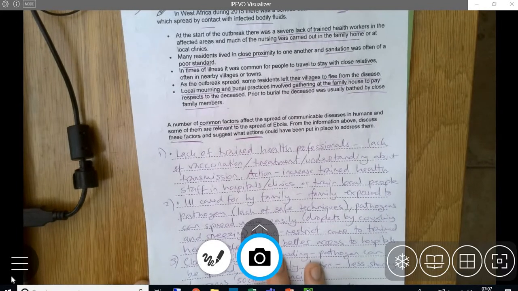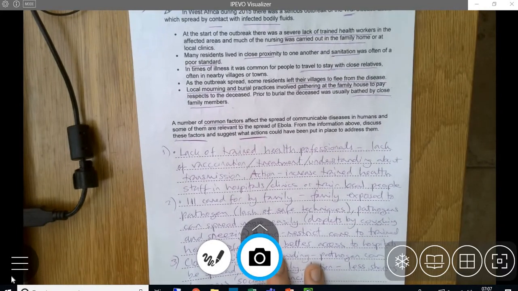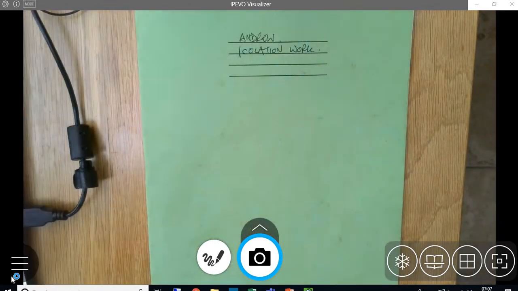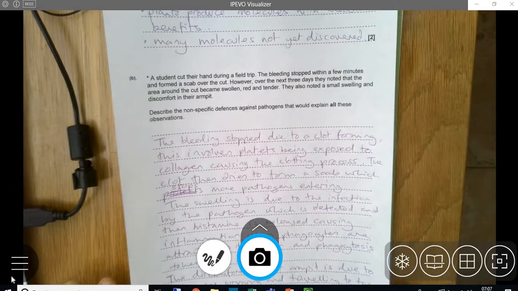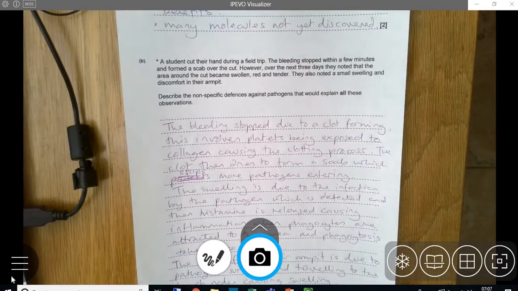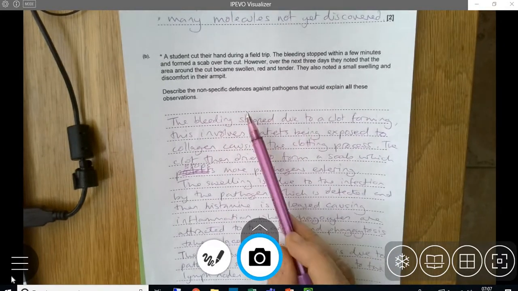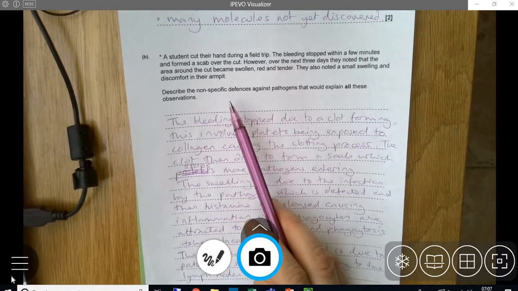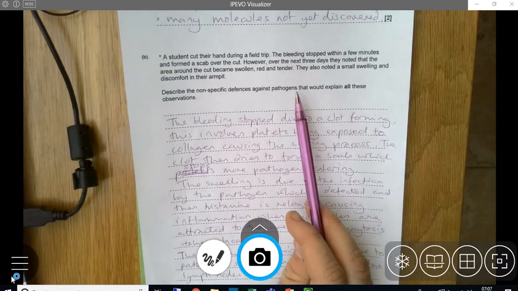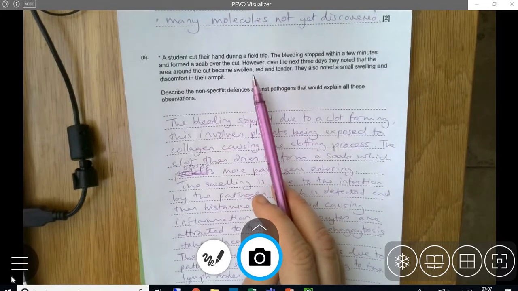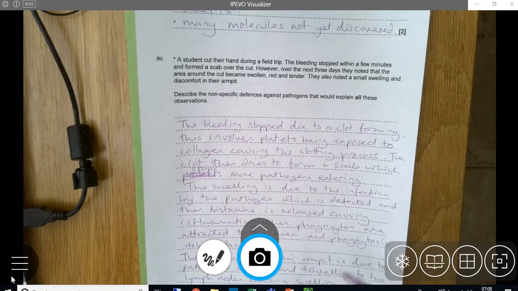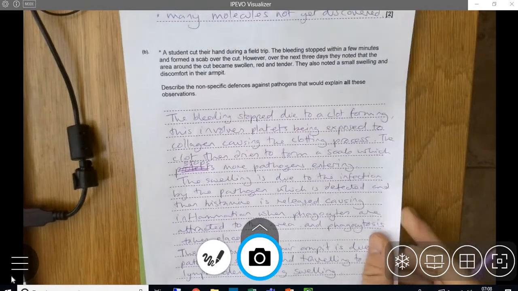And I'm going to examine why that is using the other question. Okay, so if I put up now this other question, this was put earlier in the paper about the non-specific defense against pathogens. Looking at these observations around the immune response to a cut, I've written an answer here.